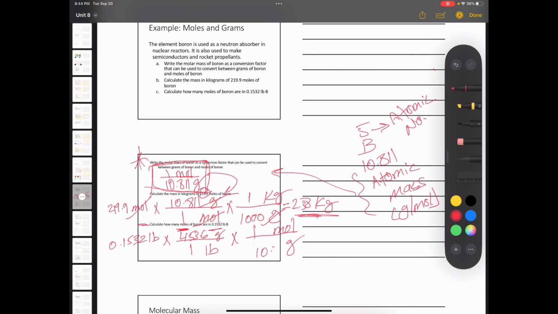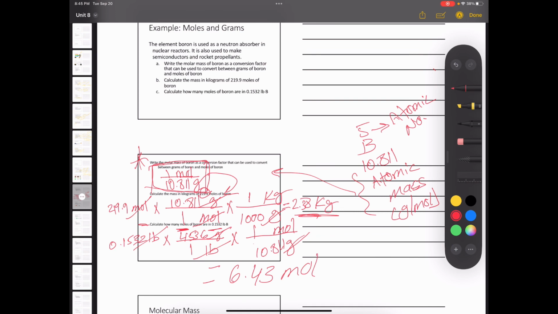So this one will be 10.811. So pounds cancel out with pounds, grams cancel out with grams. You put all these numbers in the calculator, and the number of moles that is equivalent to the 0.1532 pound of boron would be equal to 6.43 mole.